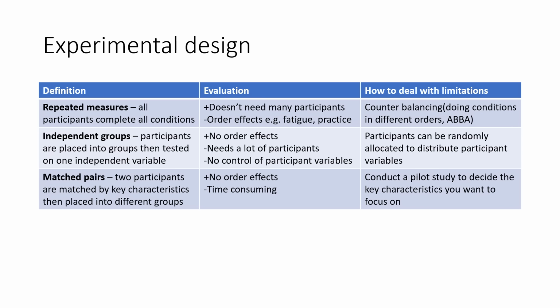And then lastly, you've got matched pairs. So this is where two participants are matched by key characteristics and placed into different groups. So these key characteristics could be either eye colour, hair colour, age, etc. And with this, of course, there are no order effects, but it is time consuming.